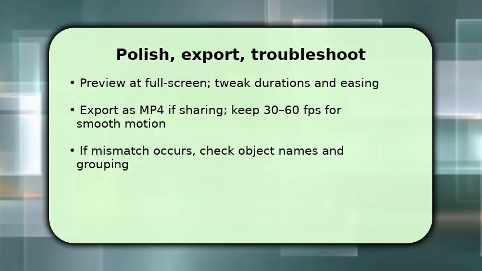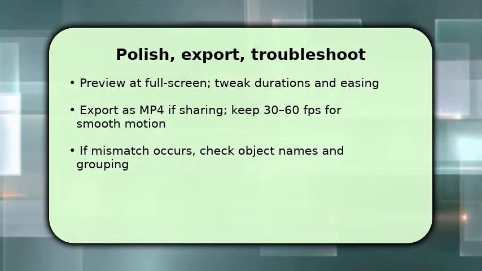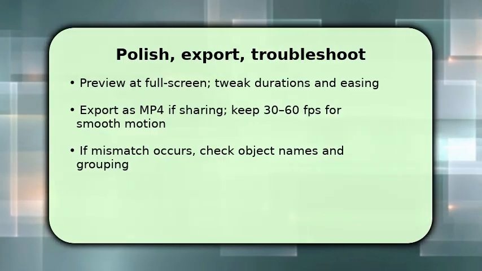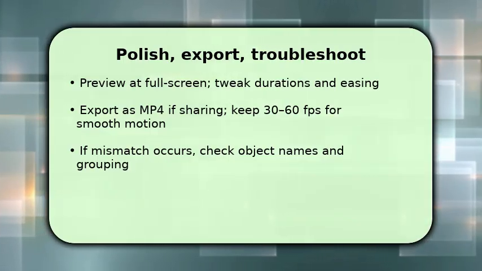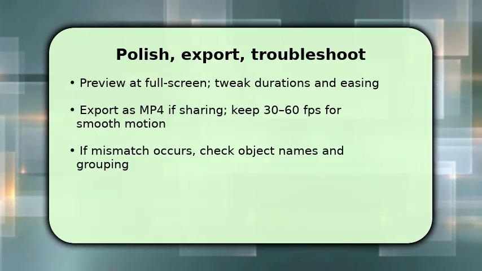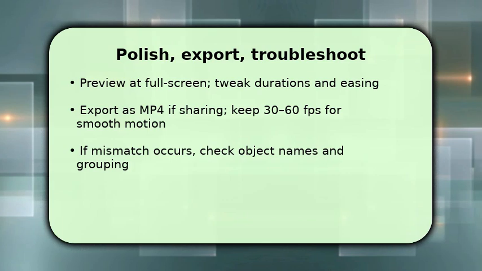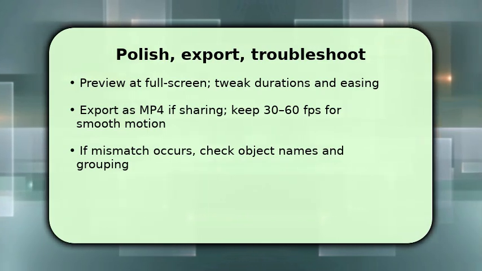If you need to share, export the presentation as an MP4 and choose 30 to 60 frames per second for smooth animation. If Morph fails to match an element, stop and verify object names, grouping, and layer order, because inconsistent naming or hidden objects is the most common cause of trouble.